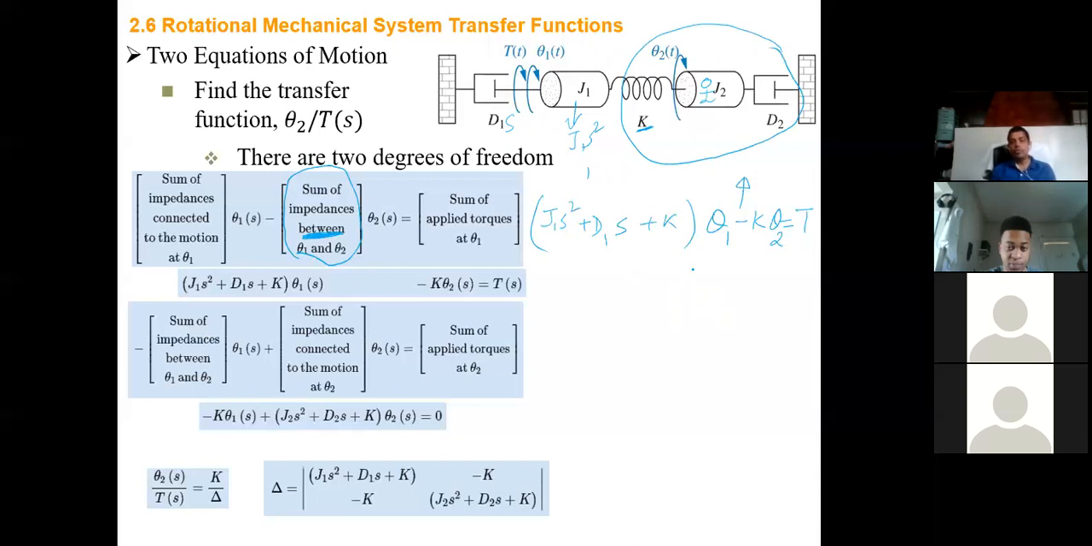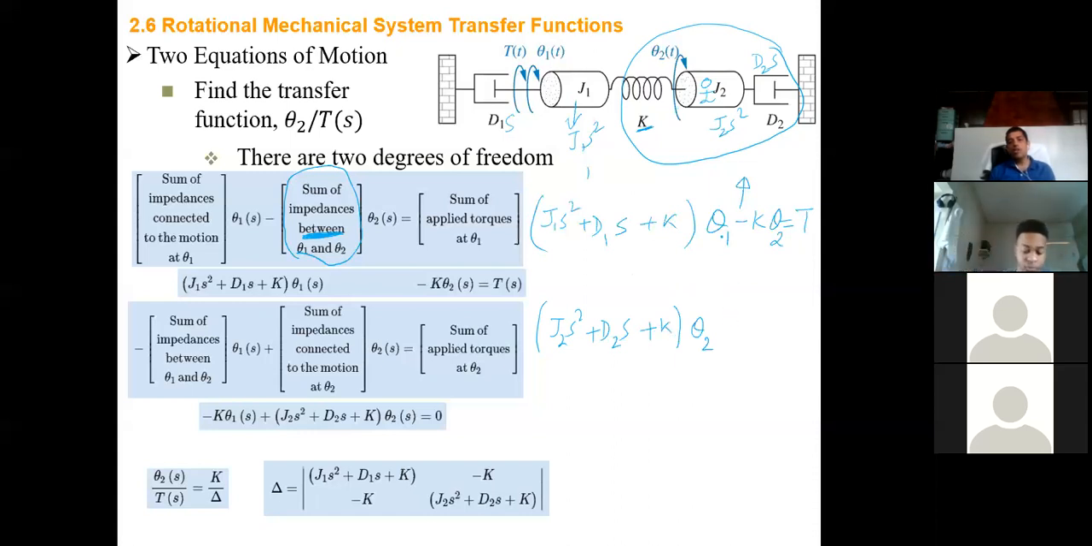Okay. Now, give me the theta 2. Because you are talking about theta 2, right? What is the sum of impedances? J2 S squared plus D2 S plus K.